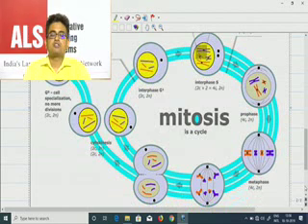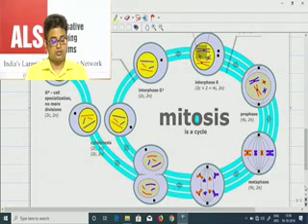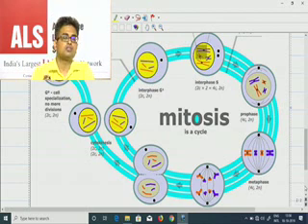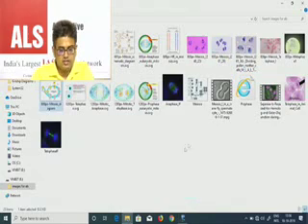Okay. So mitosis we had completed yesterday. Now I had just given you a very quick revision of mitosis. Now I will show you what mitosis looks like under the actual microscope. This is a very fast process. So let's see how this is happening.